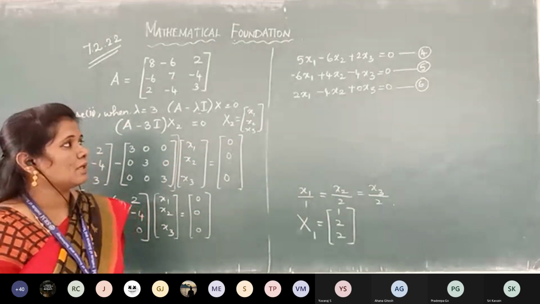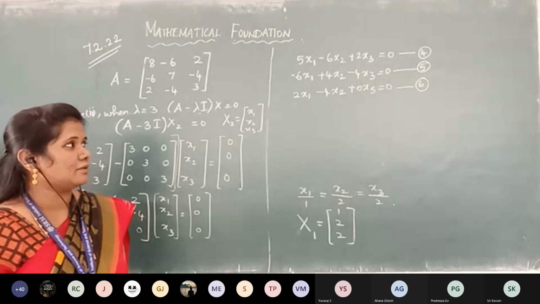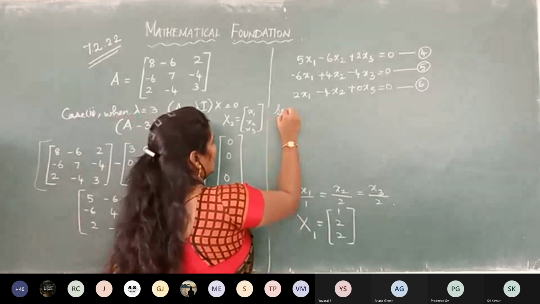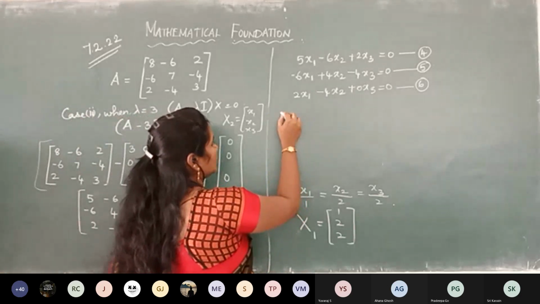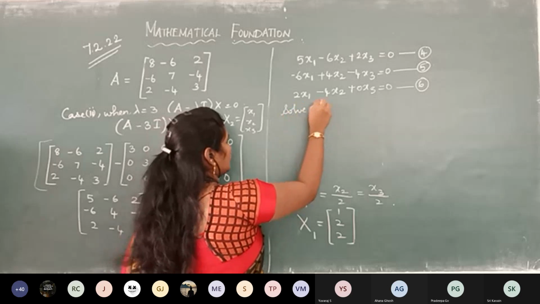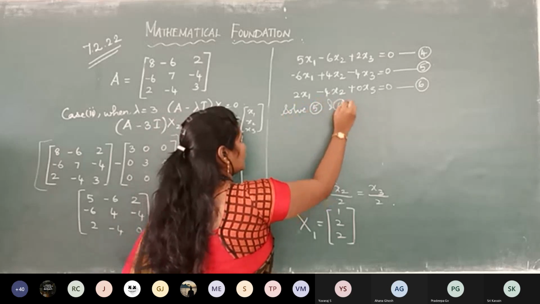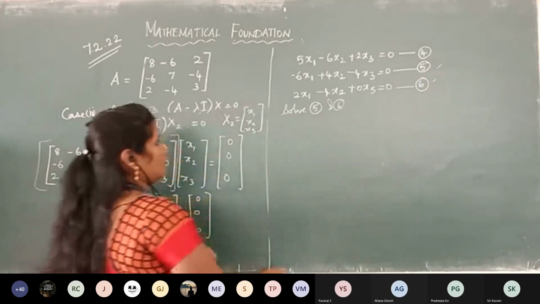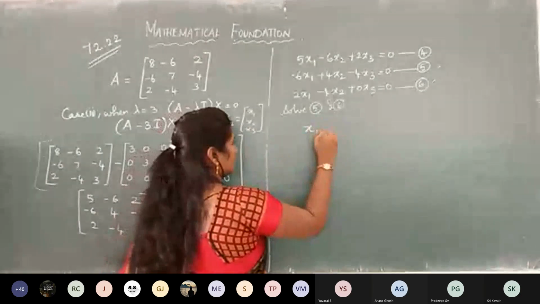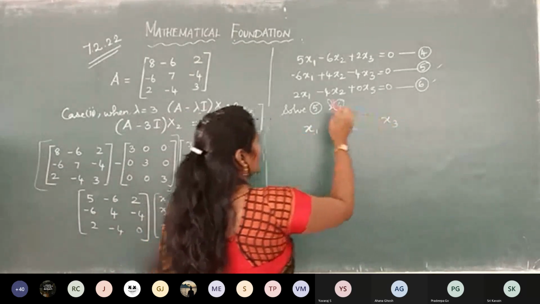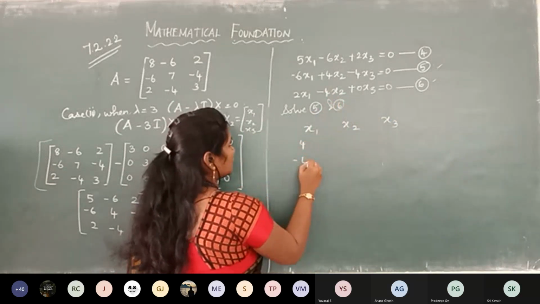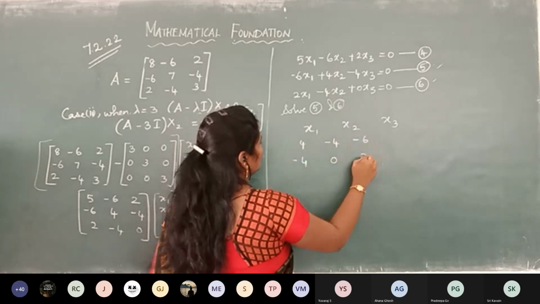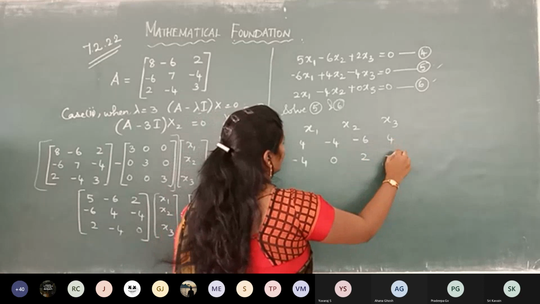You can take any two equations. Since your sixth equation doesn't have an x3 term, I will take that zero term, so that solving it will be easier. We will solve your fifth equation and your sixth equation. I'm taking your fifth and sixth equation and doing the cross multiplication. So x1, x2 and x3: 4, minus 4, minus 4, 0, then minus 6, 2, 4 and minus 4.